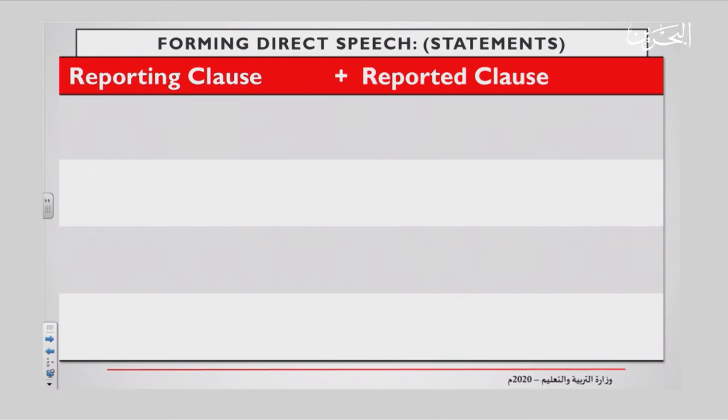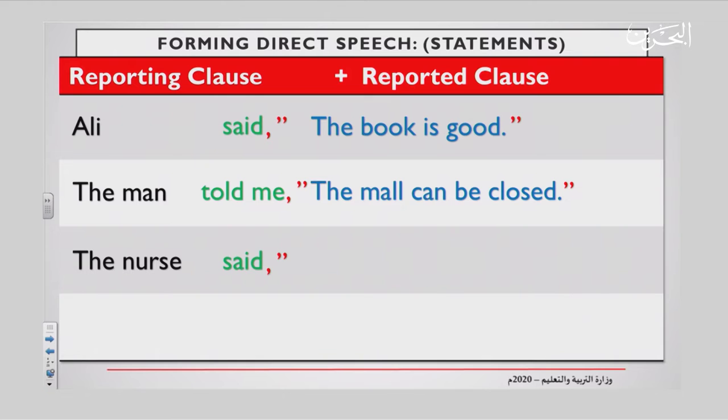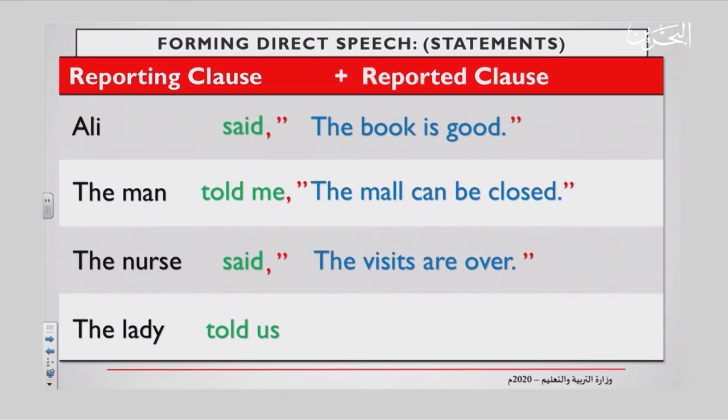All right, forming direct speech statements. We start with the reporting clause and then end with the reported clause. So, I say, Ali said, comma, quotation mark, the book is good. End it with a quotation mark. Another example. The man told me, comma, quotation mark, the mall can be closed. Quotation mark. The nurse said, comma, quotation mark, the visits are over. Quotation mark. The lady told us, comma, quotation mark, I graduated. This is her exact words. Quotation mark. As you see, I started with the reporting clause, which is Ali said, and then the reported clause, the book is good.